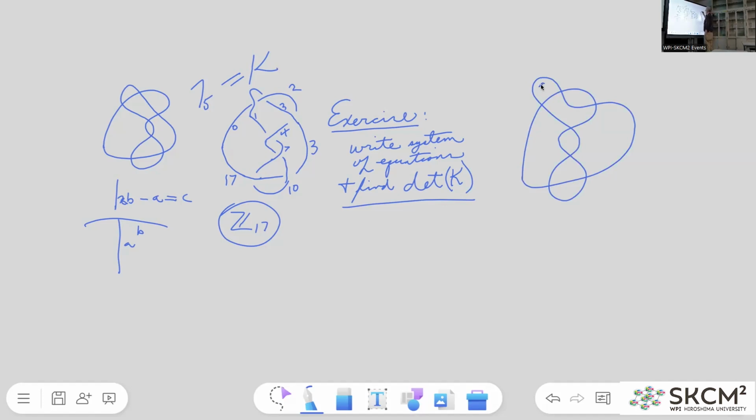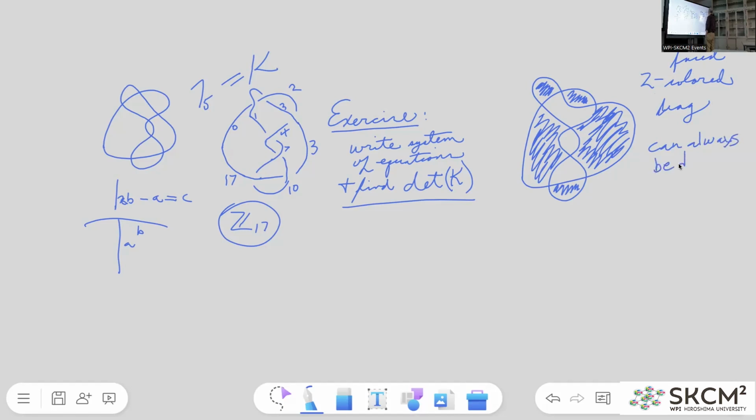Just try coloring it. So I try shading it with 2 colors, black and white from the board. And you see, it's working. I don't have any contradictions here. And I have 2-colored the diagram. 2-colored, 2 face-colored diagram. It can always be done. That's a theorem, of course.